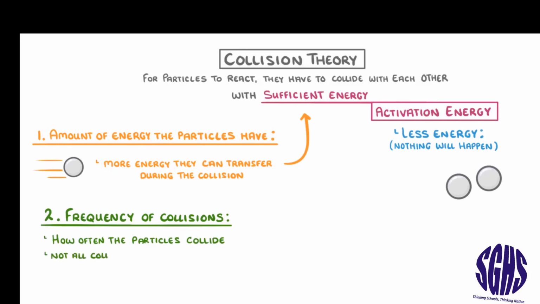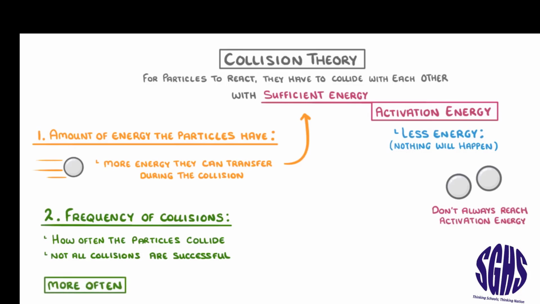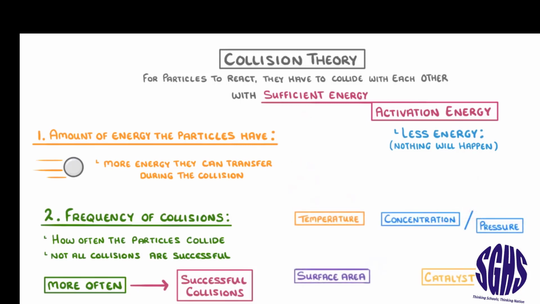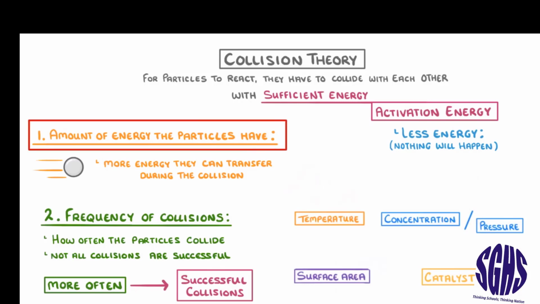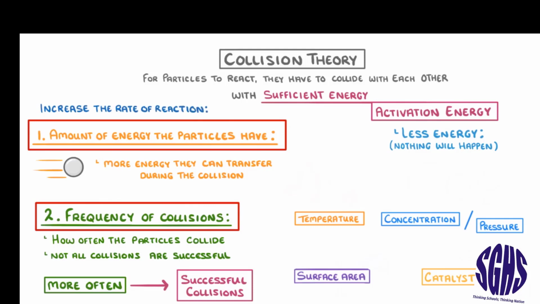So even though not all collisions are successful, because the particles involved don't always reach activation energy, the more often they collide, the more successful collisions there'll be overall. Now, whenever you think about how these four factors affect the rate of reaction, you always want to think in terms of how they affect the amount of energy that the particles have, and the frequency of the collisions, as increasing either of these will increase the rate of reaction by increasing the number of successful collisions.